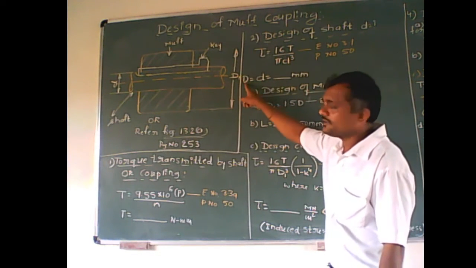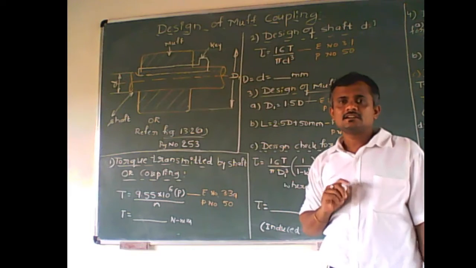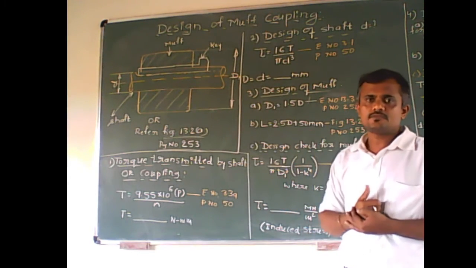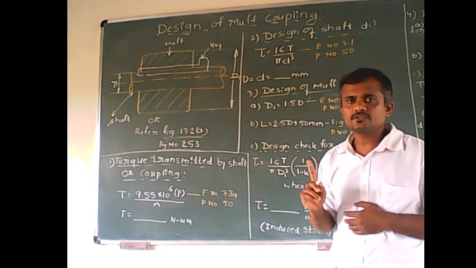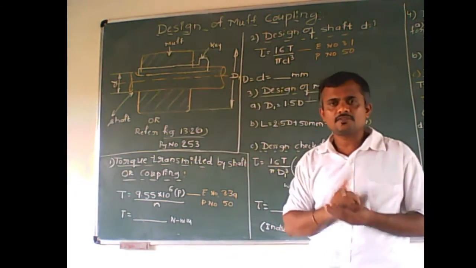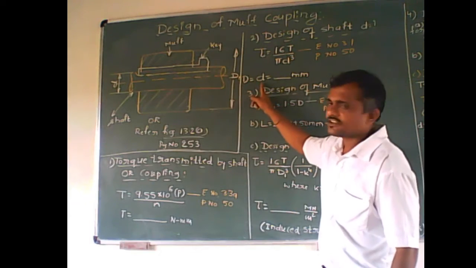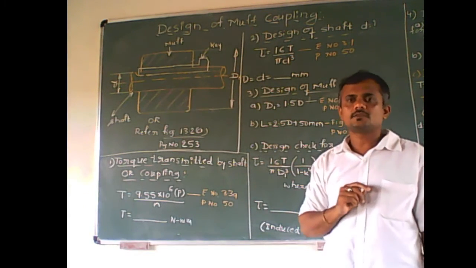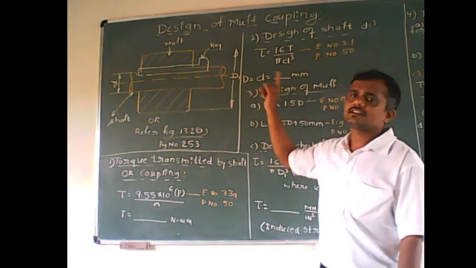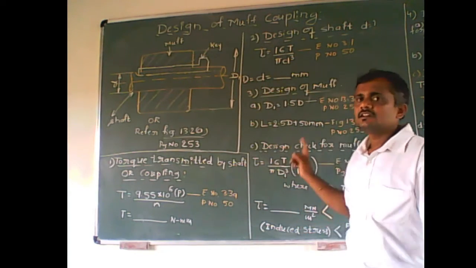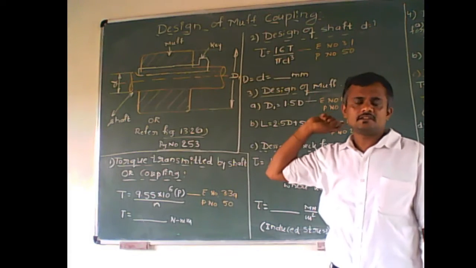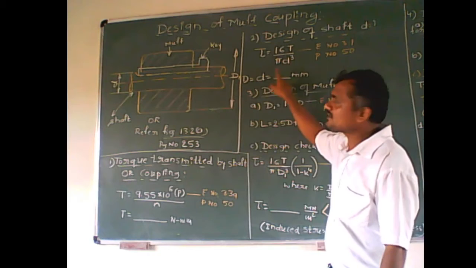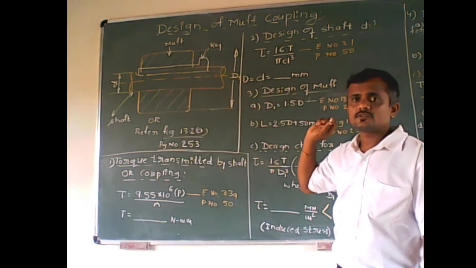Now onwards I will take capital D as the diameter of a shaft in the design of a muff coupling. Don't get confused. In the chart, when you refer to the data handbook, small d is taken as the diameter of a shaft. In the same data handbook, capital D is taken as the diameter of a shaft in muff coupling. So now onwards, for calculating the diameter of a shaft, you can take D equal to so and so in mm.